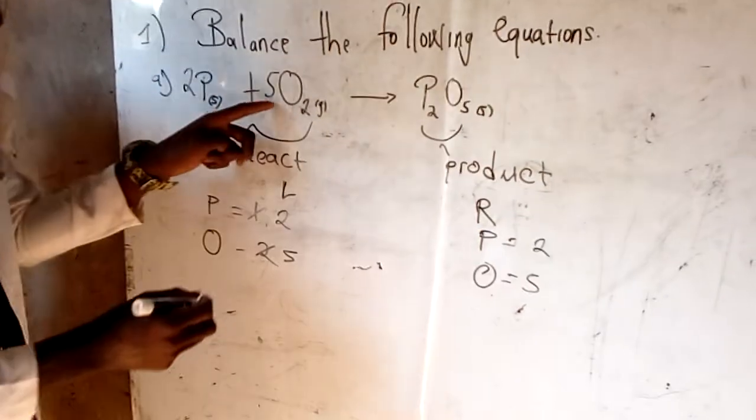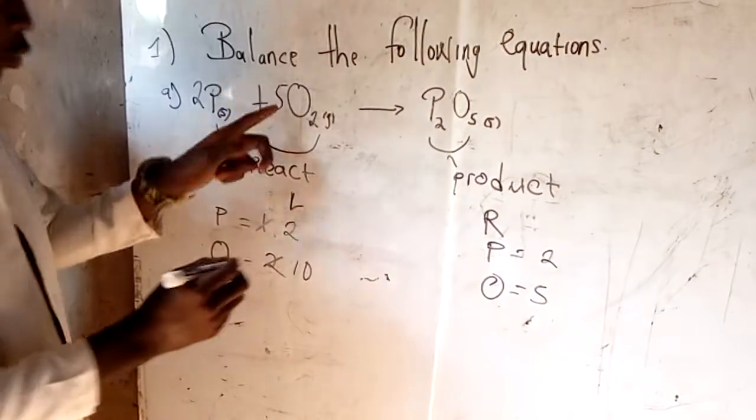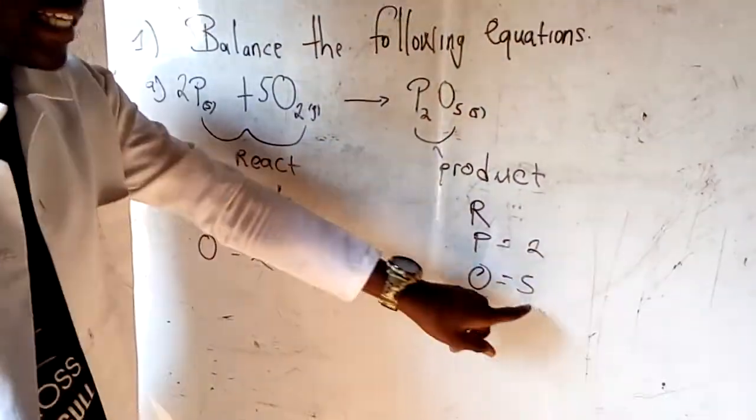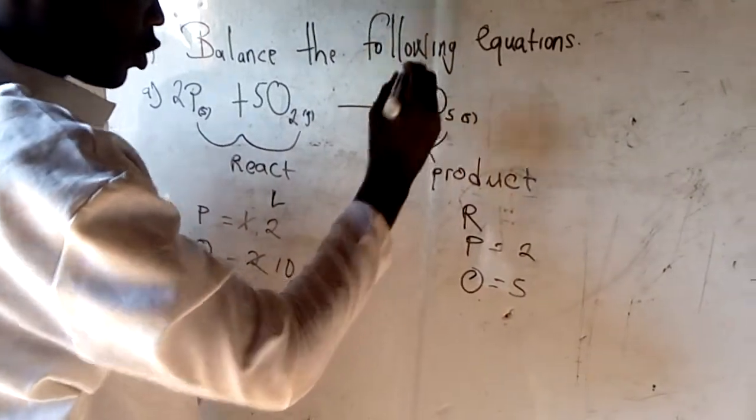10. So meaning that these atoms will increase to be what? 10 instead of 5. Sorry. It will be 10, but here to be 5. So we need to increase again this other side. This other side it is what? 2. So I have to put 2.